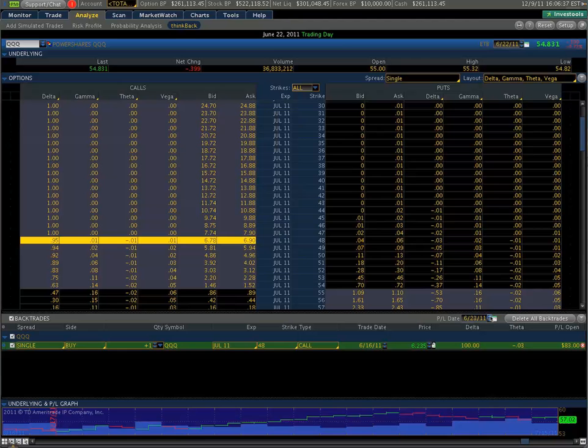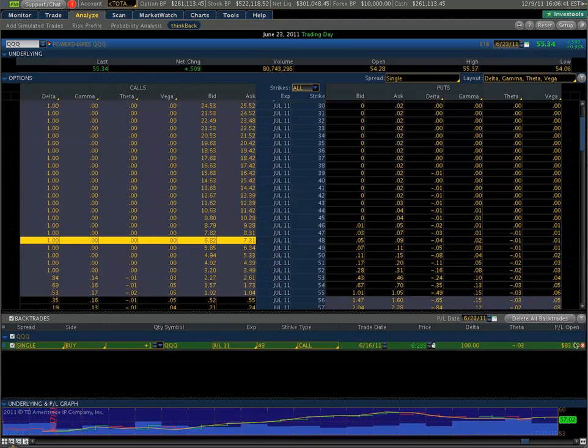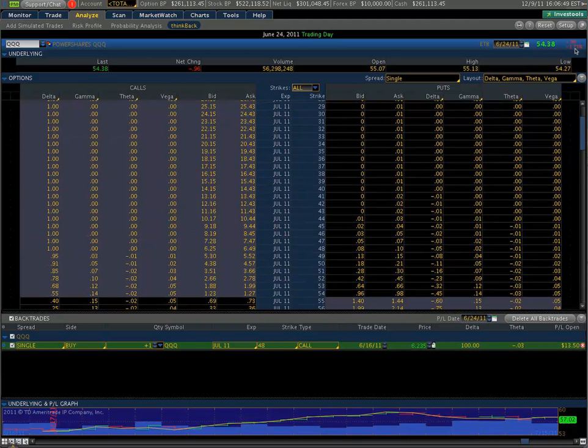On the 23rd, we went up 50 cents. We gained about $23. On the 24th, we're down 96 cents. We lost almost $1, but we only lost about $70 in profit.